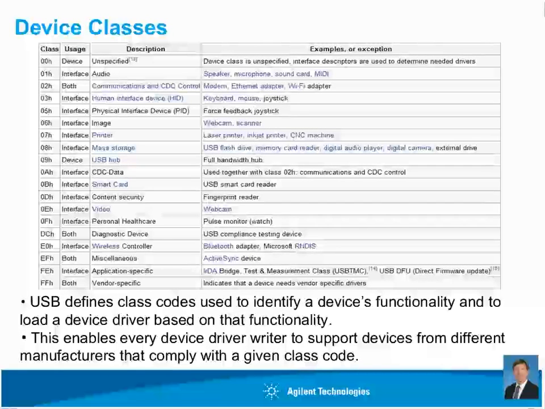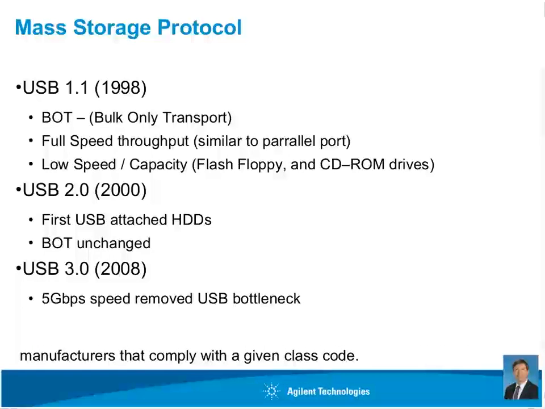Quickly before I do that, I have a couple slides here. There's lots of different device classes, many standard, but there's lots of capability for vendor-specific type of capability. And USB defines codes for each one of these, and there are codes available for these different types of device classes in your operation. One specific one I just want to mention is mass storage protocol.